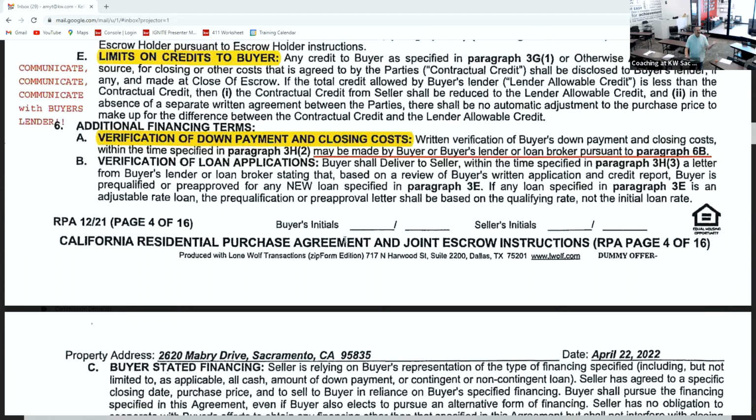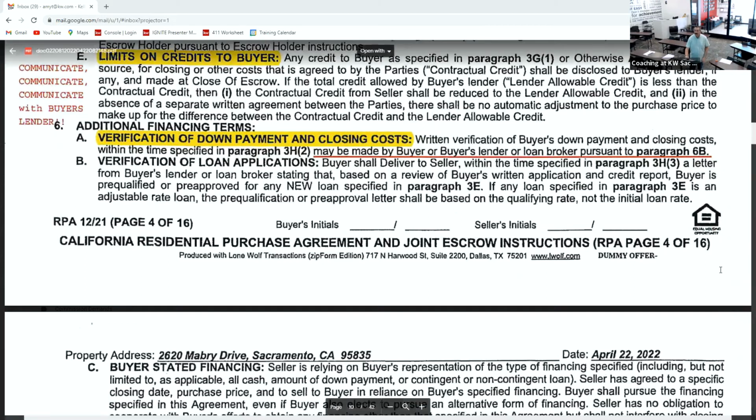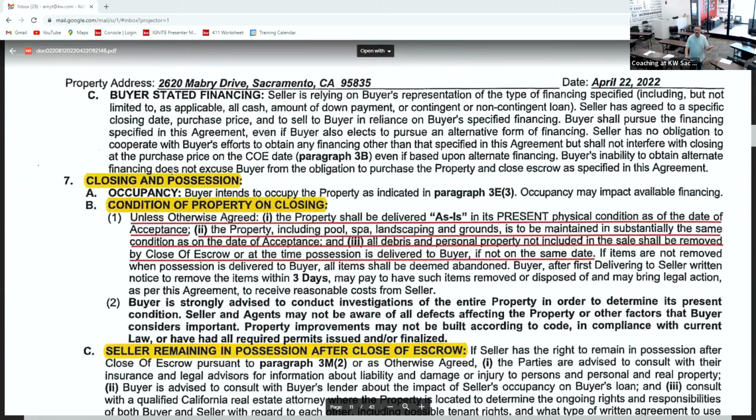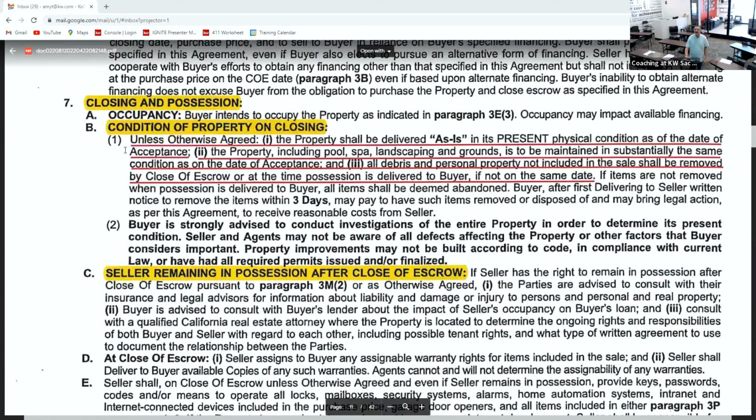That helps a lot when it's a seller and they're reviewing offers and trying to figure out which is the one they should go with. So, if you're representing the buyer, take advantage of your lender and partner up with them, and they can really, really help you get that house under contract. Closing and possession, that just refers back to the time period we specified earlier. Condition of property and closing.